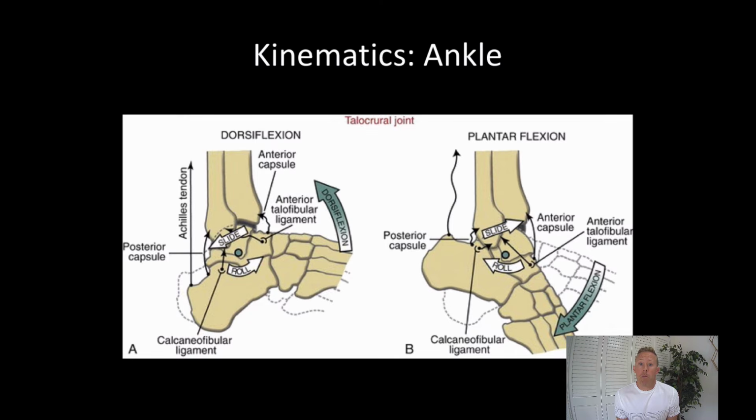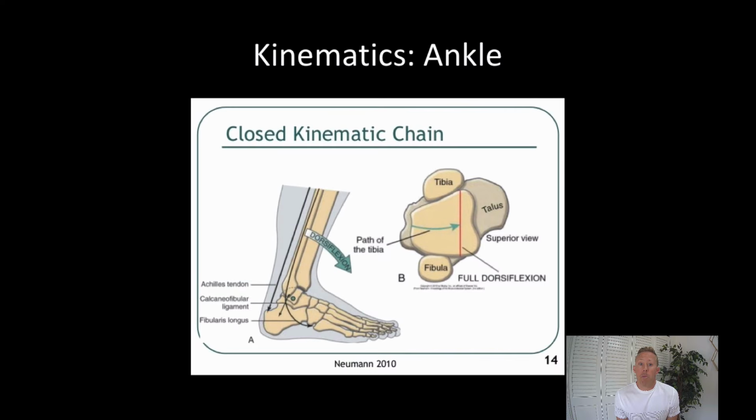I don't have an image of closed chain, but you would imagine that the foot's on the ground and the tibia and fibula are moving over the foot. Oh, so I take it back. Here's one. At least we have dorsiflexion closed chain. This is what most people are probably going to see. If you're doing a squat or a lunge or something, your foot's on the ground and your tibia and fibula are tipping anteriorly to create dorsiflexion in your ankle.